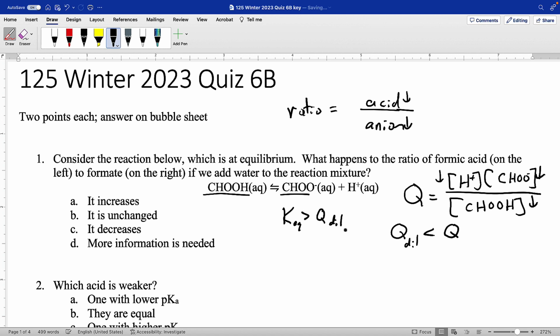And we know that when K is greater than Q, the reaction has to react to the right. We're going to make more products. If we're going to make more products, we're subtracting from acid. So this is going down, but we're actually going to be making some of the formate ion. So the ratio of acid to anion is going to get smaller. Okay, so the ratio of formic acid to formate is going to get smaller. We're going to make more of the anion. We're making more products and less reactants. So we're going to say it decreases.